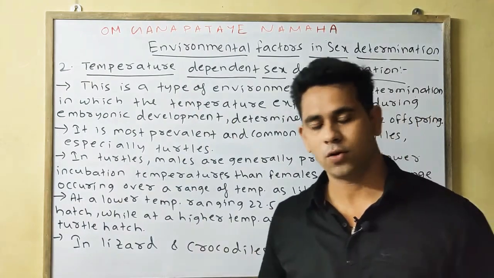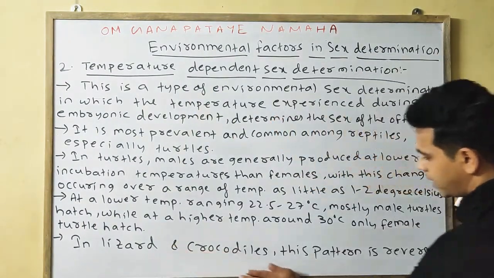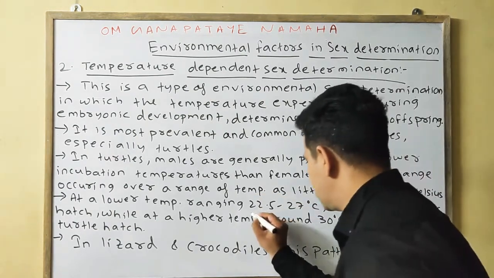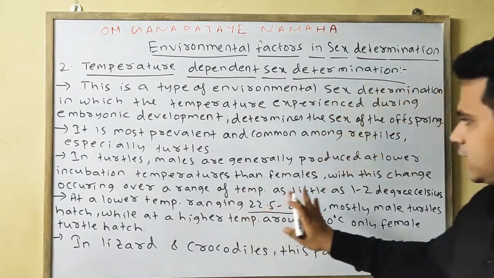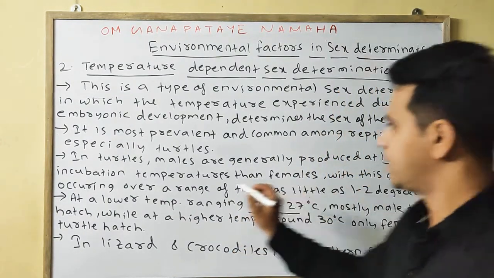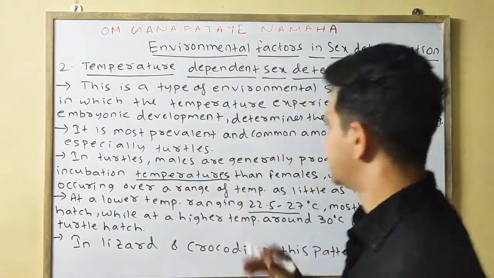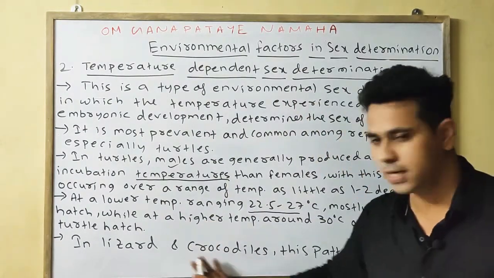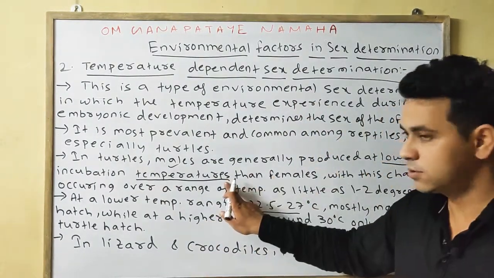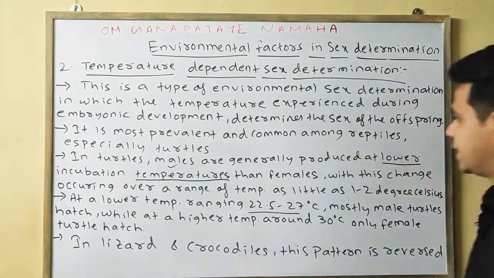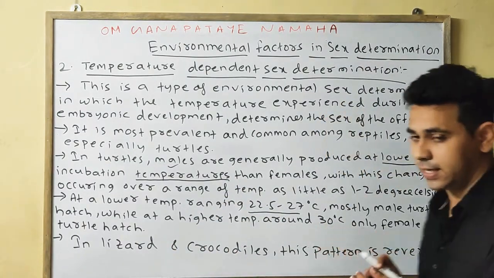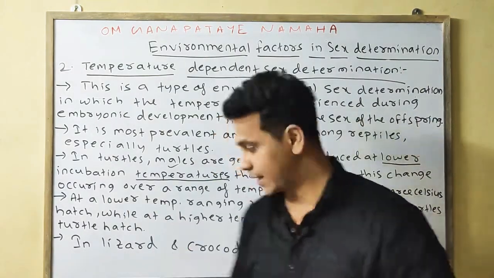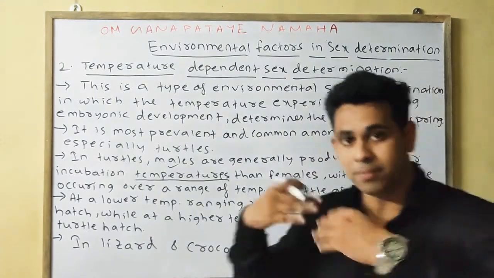In the case of lizard and crocodile, it is opposite. This pattern is reverse. At the lower temperature, in the case of the turtle, the male was produced. But in the case of the lizard and crocodile, at the lower temperature, female will be produced. Whereas at the higher temperature, around 30 degrees centigrade, in the case of the turtles, the female was produced. But in the case of the lizard and crocodiles, the male will be produced.